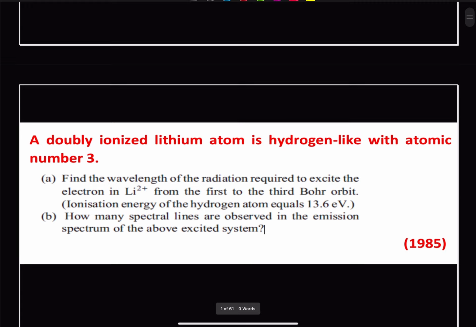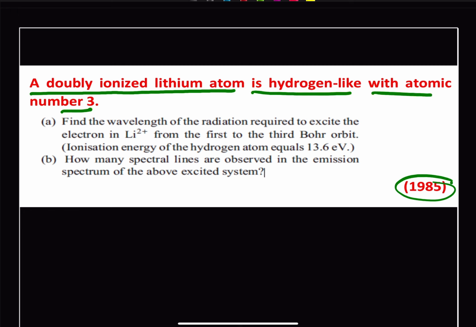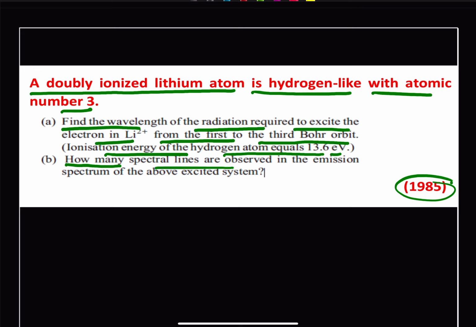So the first question was asked in the year 1995, and it states that a doubly ionized lithium atom is hydrogen-like with atomic number 3. Based on this, we have two parts, A and B. Part A states: find the wavelength of the radiation required to excite the electron of Li2+ from the first to the third Bohr orbit. Ionization energy of the hydrogen atom equals 13.6 electron volt. And part B: how many spectral lines are observed in the emission spectrum of the excited system?